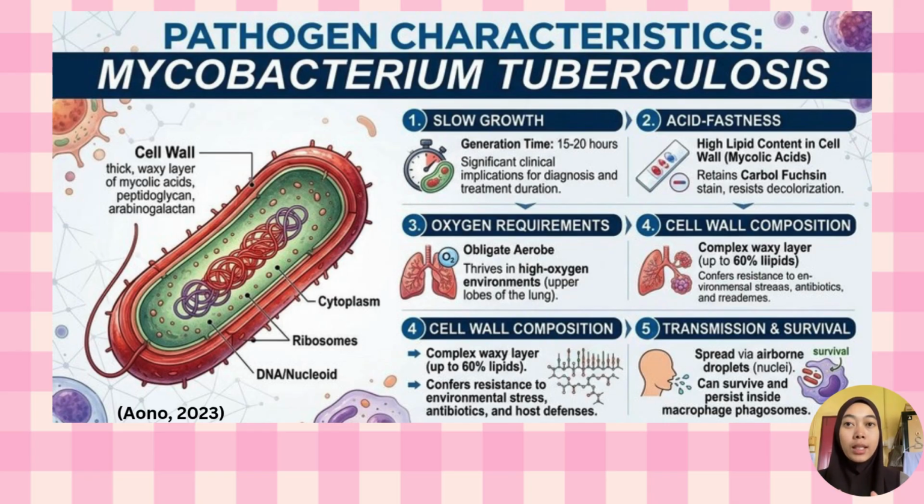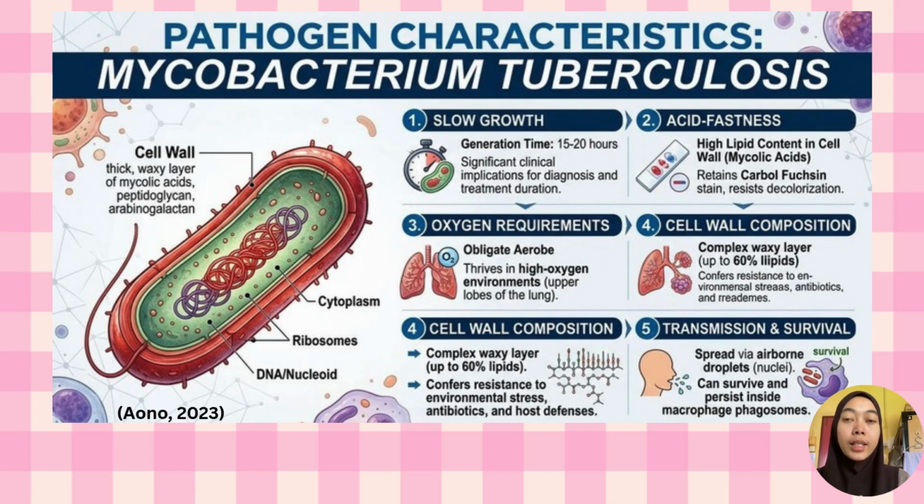The thick, waxy cell wall is very important because it protects the bacterium and makes it more resistant to environmental stress and antibiotics. Now, moving to the first characteristic, which is slow growth. Mycobacterium tuberculosis grows very slowly compared to many other bacteria. Its generation time is around 15 to 20 hours. Because of this slow growth, laboratory diagnosis and treatment monitoring can take a longer time. This is one reason why TB treatment usually requires several months to complete.